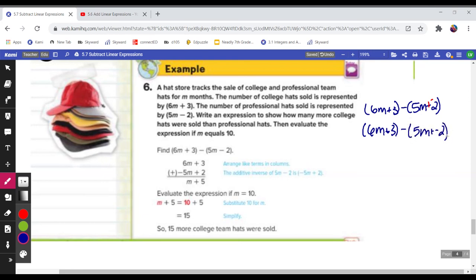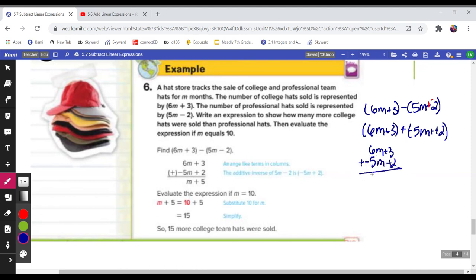Well, I'm going to do the additive inverse. So I'm going to add and make this into a negative 5M. I'm going to add and make this into a positive 2. So 6M plus 3 plus negative 5M plus 2. So commutative, I'm going to set that up vertically. You could actually set up horizontally. That would have also worked the way that I was setting it up.